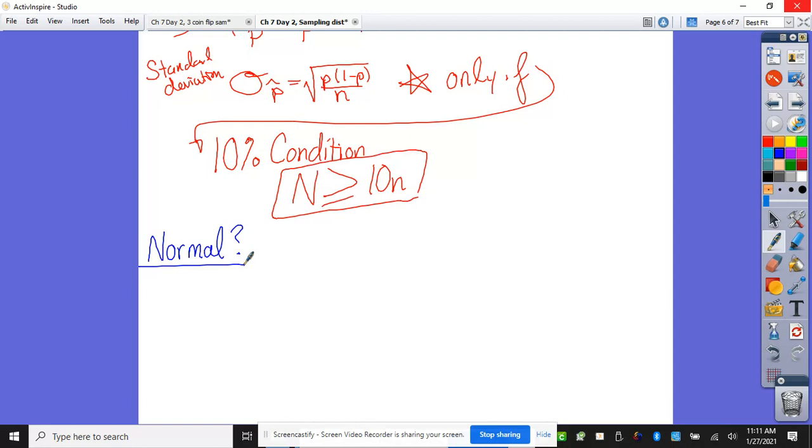This would not apply to something super unlikely, like the likelihood of getting struck by lightning. The probability of getting struck by lightning is so tiny that if that were my success and not getting struck by lightning were my failures, then it wouldn't fit this distribution. We need to use something else. So how do we check that? I'm going to write this and then go backwards. That has to be greater than or equal to 10.